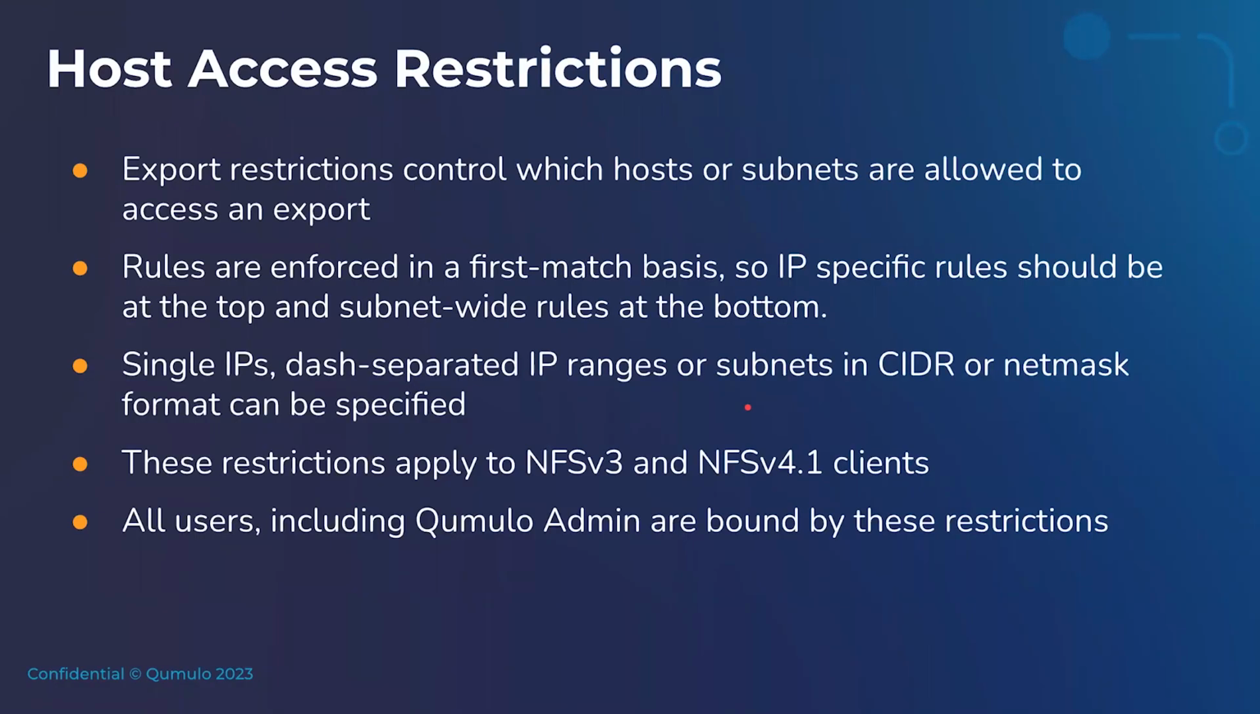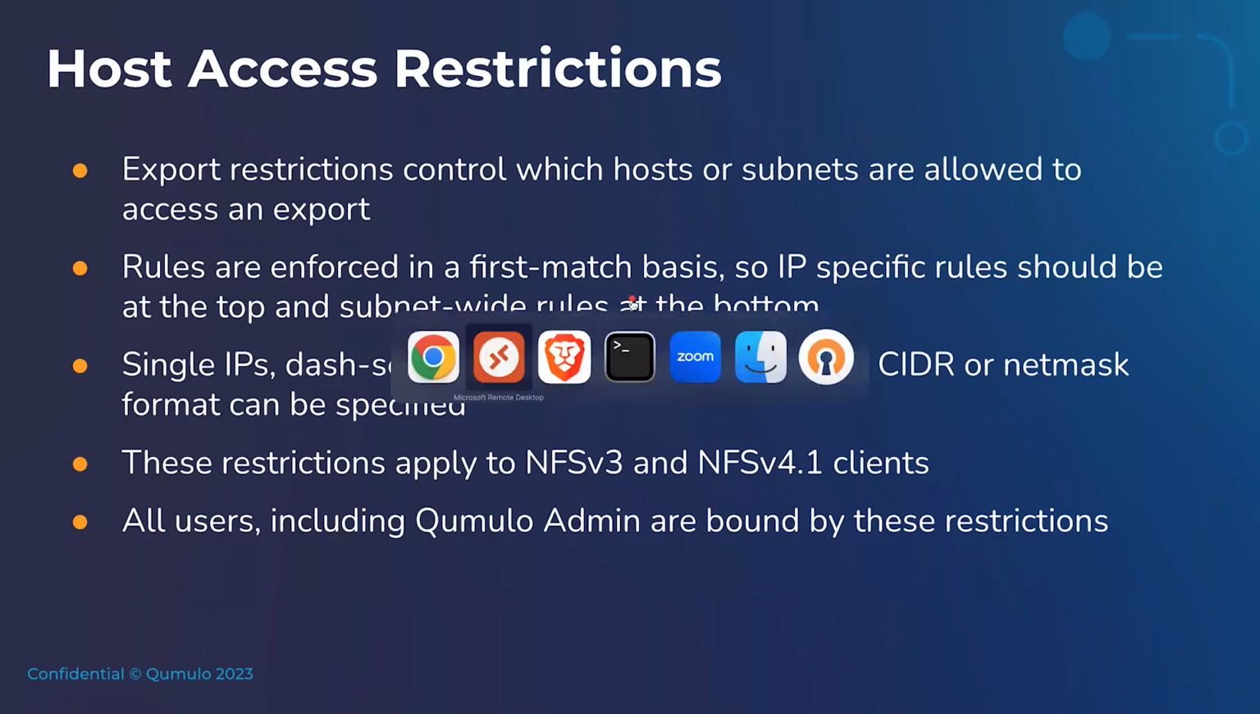Now, let's talk a little bit about host access restrictions. They are export restrictions which control which hosts or subnets are allowed to access an export. Now, these rules are enforced on a first match basis. As soon as we make a match, we stop checking. So you should have individual IP specific rules at the top, and then subnet wide rules at the bottom. I'll give you an example of what I'm talking about here.